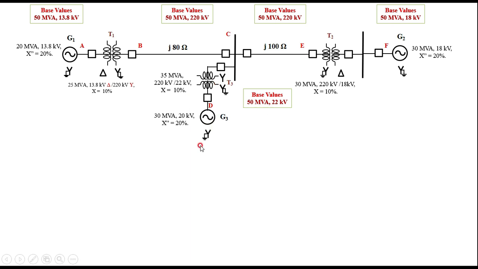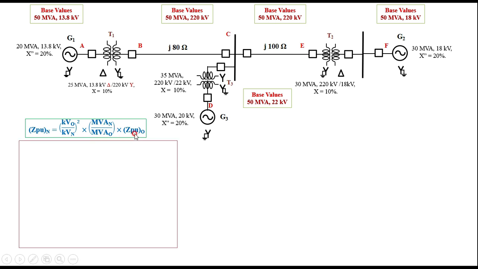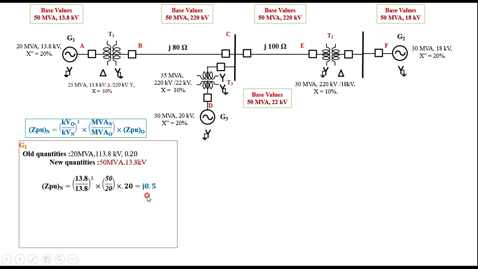Now once again the standard formula I am using is (kV old / kV new) whole square into (MVA new / MVA old) into Z per unit old. Therefore for generator 1, these are the old quantities, these are the new quantities. Then what I am getting here is J0.5. Then I am going for G2. For G2 these are the old quantities, these are the new quantities. Just have to substitute in this equation, what I am getting is 0.33.